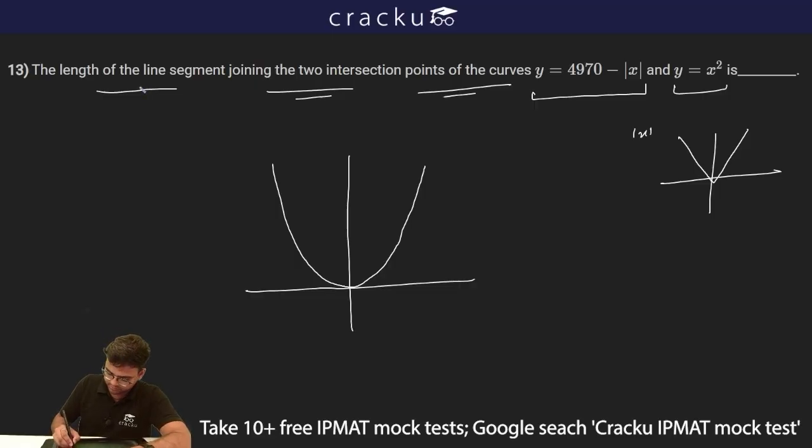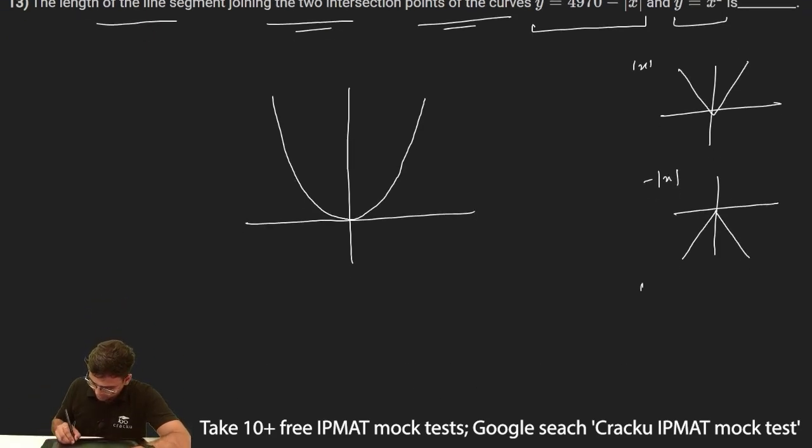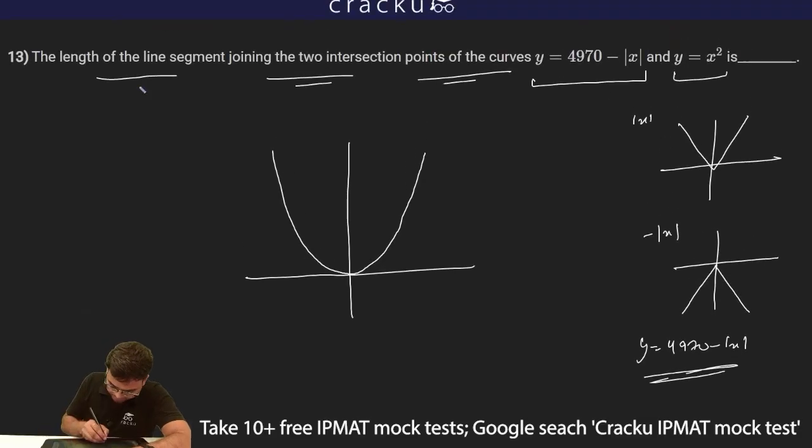This is mod x. If I want minus mod x, it will be inverted about the x axis. There will be a mirror image along the x axis. So this is minus mod x. Now if I want the graph for y is equal to 4970 minus mod x, I'm adding 4970 to the equation. So basically my graph will be shifted by 4970 in the positive direction. So my 4970 minus mod x will be something like this.